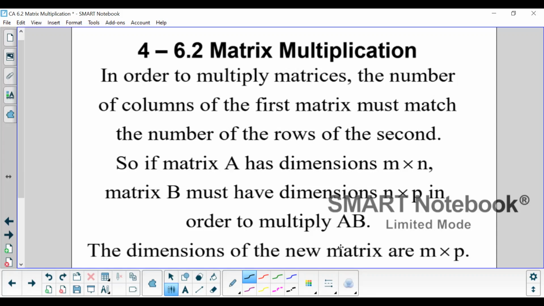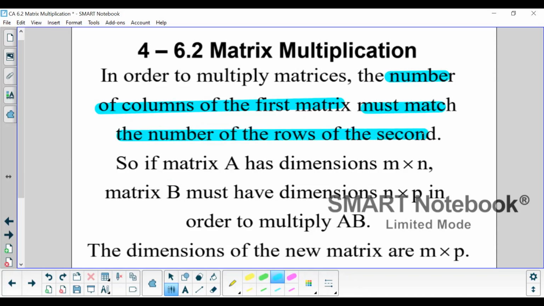Okay, so here are the important things I want to pull out of this slide. The first comes from the very first sentence. It says, in order to multiply matrices, the number of the columns of the first matrix must match the number of the rows of the second. And this is just the way that matrix multiplication is defined, the way it was created.